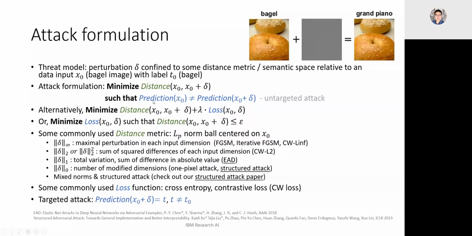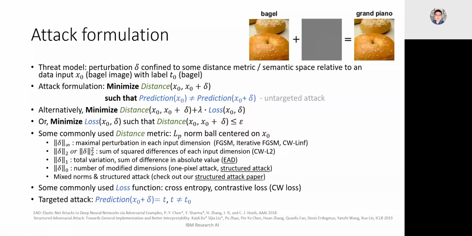while ensuring the predictions of the neural network model on x0 and x0 plus delta are different. This is a typical setting for the untargeted attack, where you want to find a delta that makes the final prediction wrong, but you don't specify which target you desire. It's very easy to change your untargeted attack formulation to a targeted attack formulation, where you want your prediction of the perturbed image to be a specific label.